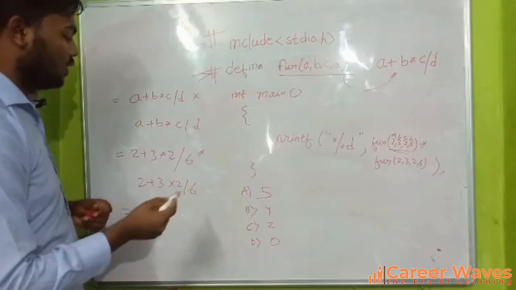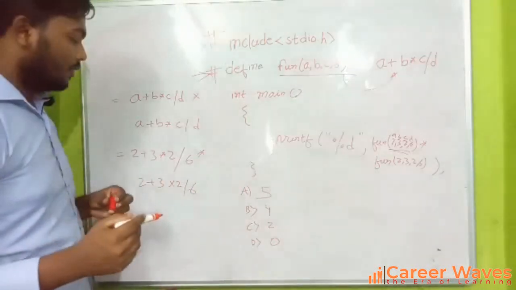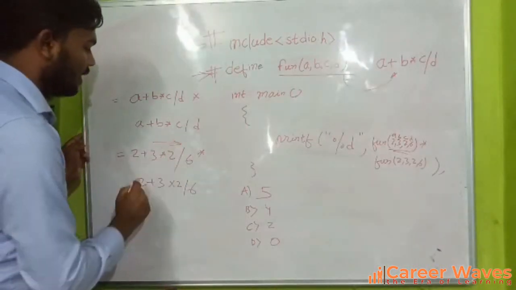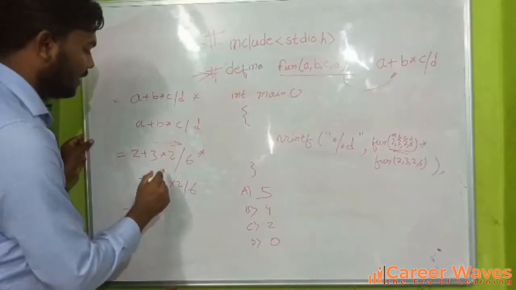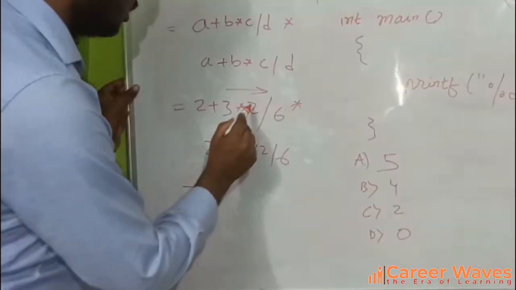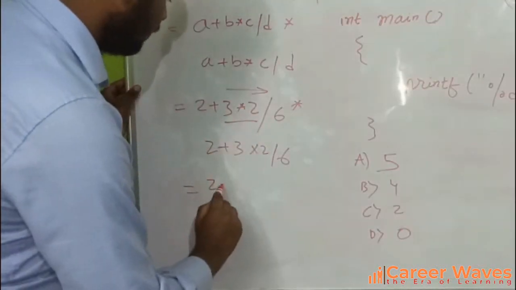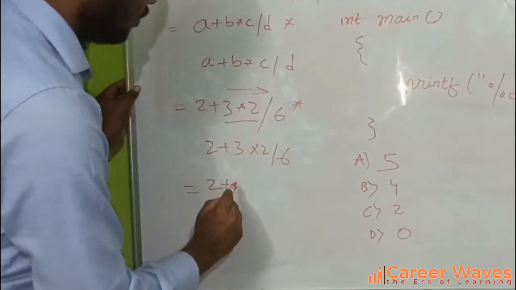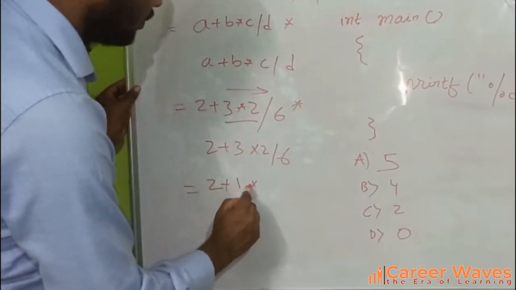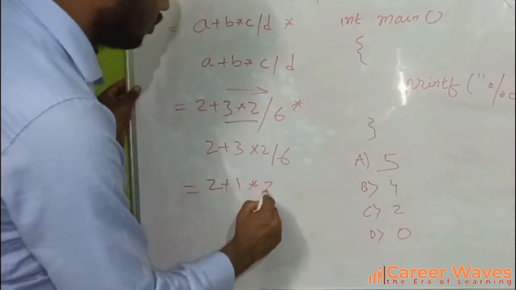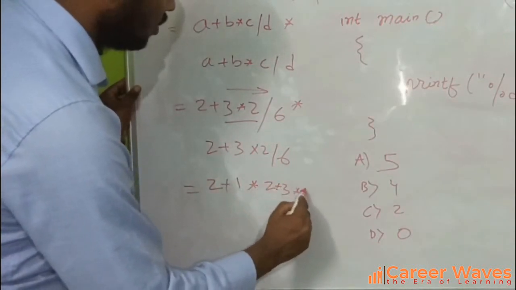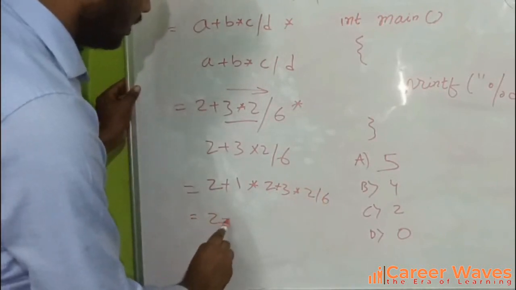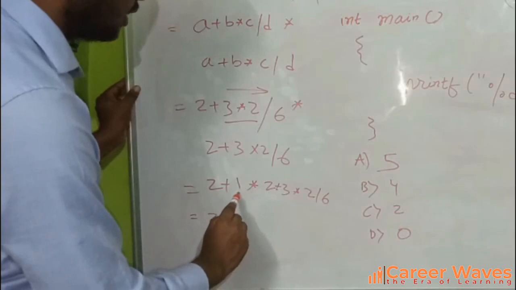But what is the associativity? The associativity for multiplication and division is from left to right, that is, we have to solve from the left side to the right side. So first the left multiplication comes, so let us resolve this. 3 into 2 becomes 6, and 6 divided by 6 becomes 1. So 2 plus 3 into 2 by 6, again 2 plus 1, again this will be resolved.